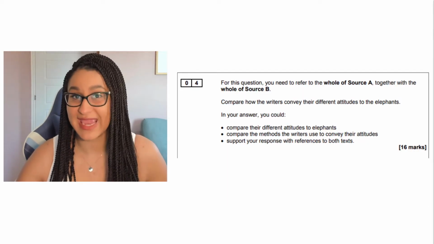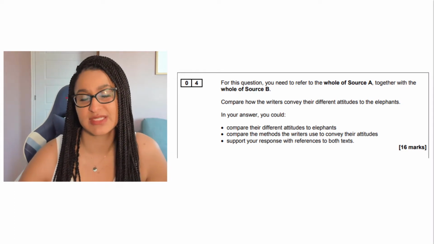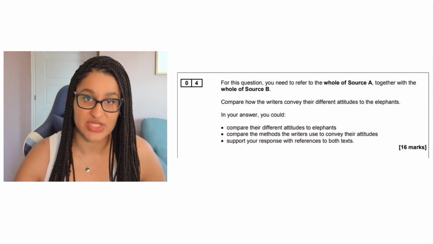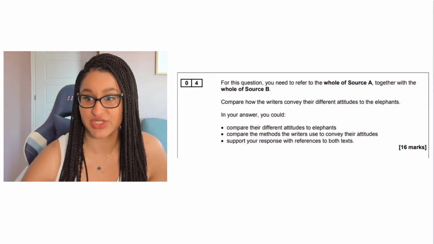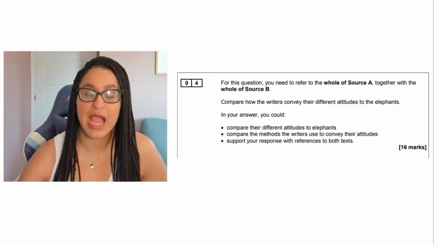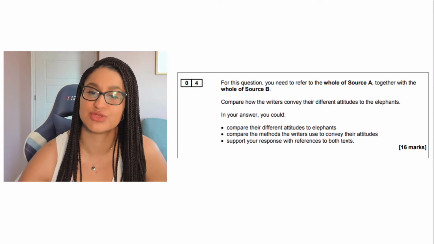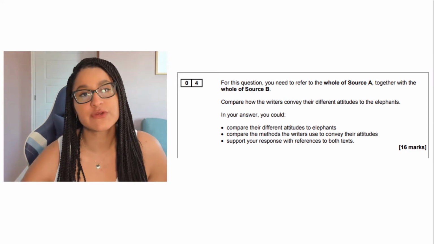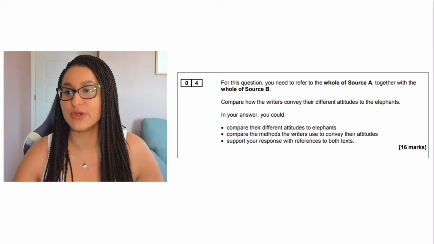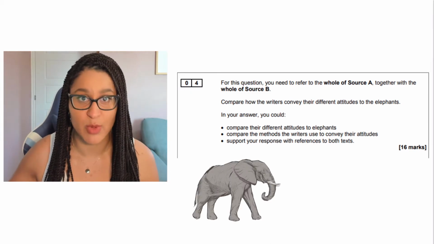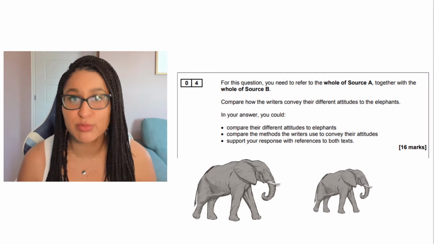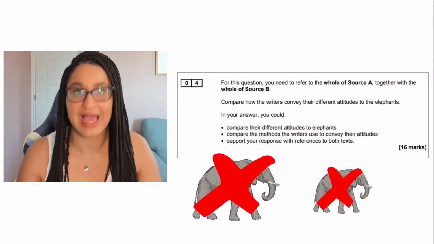As well as forgetting to analyze, another huge mistake that students make with this question is to not talk about the writer's viewpoint. Let's take, for example, this question where you've been asked to compare how the writers convey their different attitudes to the elephants. A lot of students will make the mistake of saying, the elephant in source A is big, the elephant in source B is small. That's not the writer's viewpoint of the elephant, that's the elephant.